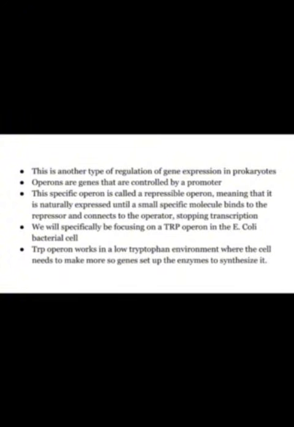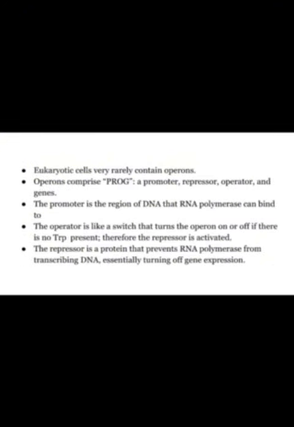We will specifically be focusing on a tryptophan operon in the E. coli bacterial cell. The tryptophan operon works in a low tryptophan environment where the cell needs to make more, so genes set up the enzymes to synthesize it. Again, as a refresher, eukaryotic cells very rarely contain operons.